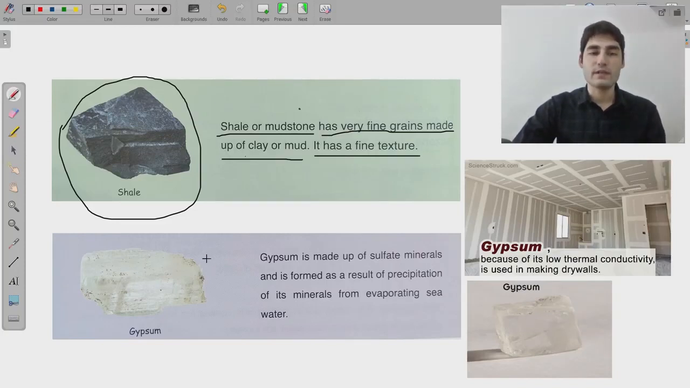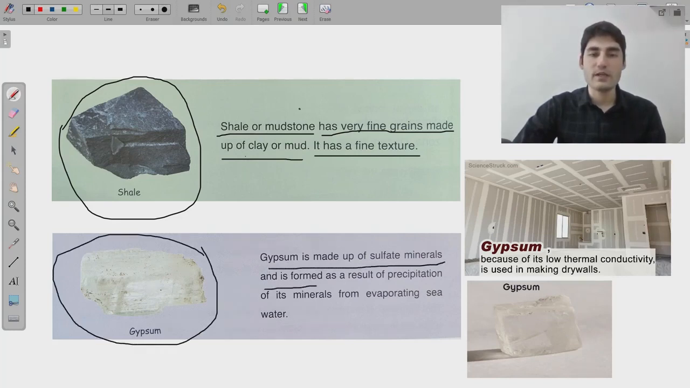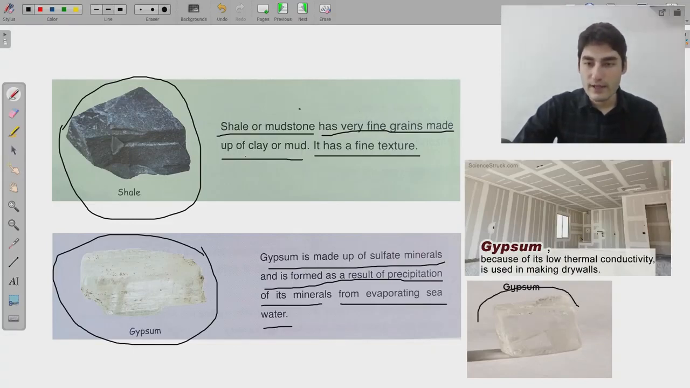Another example of sedimentary rocks is gypsum. Gypsum is made up of sulfate minerals and is formed as a result of precipitation of its minerals from evaporating seawater. Gypsum usually looks like ice. Look at this, right? This is an example of gypsum.